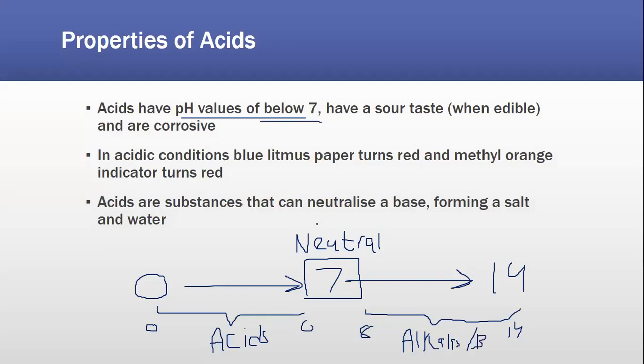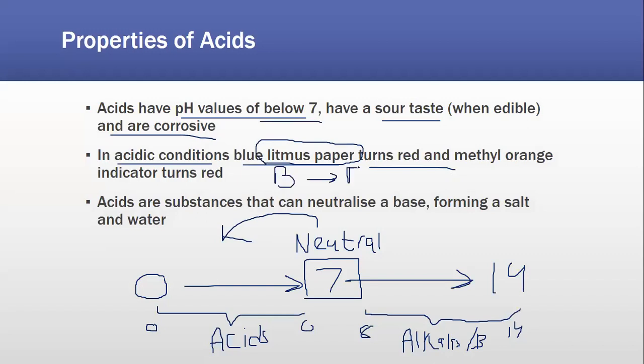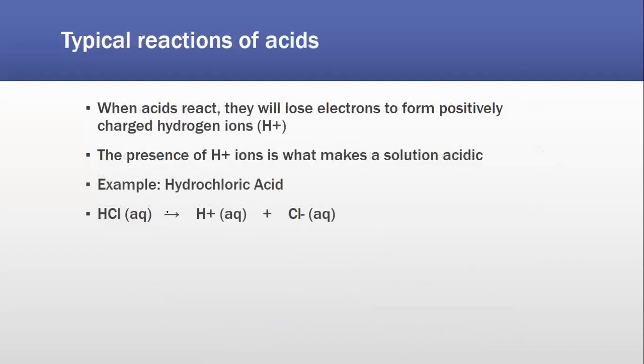Now acids have pH values below 7, have a sour taste when edible, and are also corrosive. In acidic conditions, blue litmus paper turns red. Litmus paper is a test for acids. Litmus paper blue से red हो जाएगा. And methyl orange indicator turns red. Acids are substances that can neutralize a base, forming a salt and water.